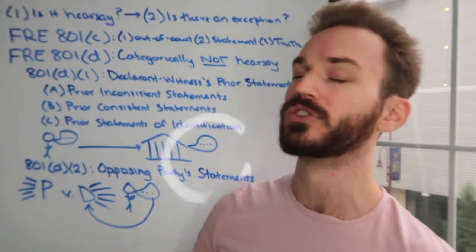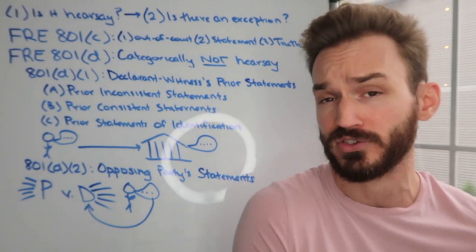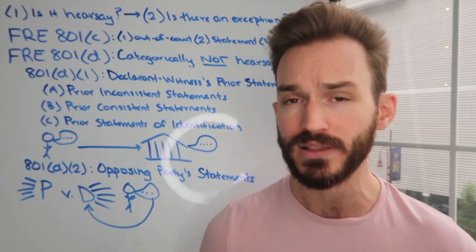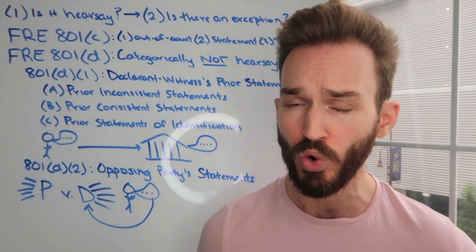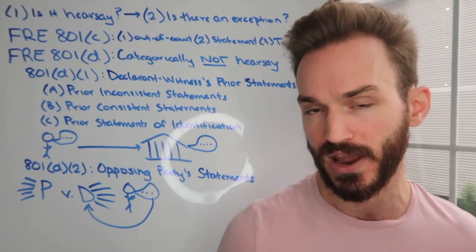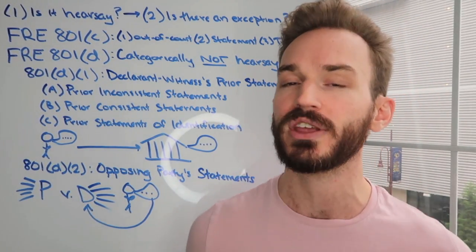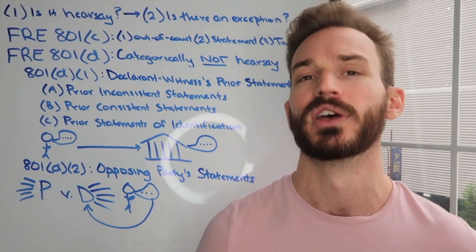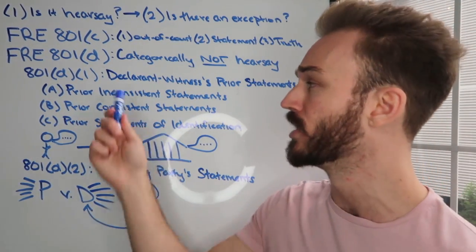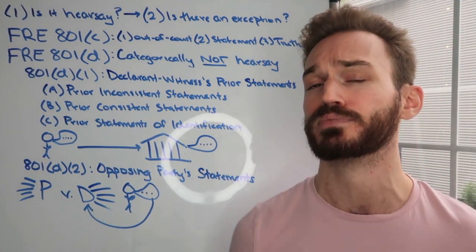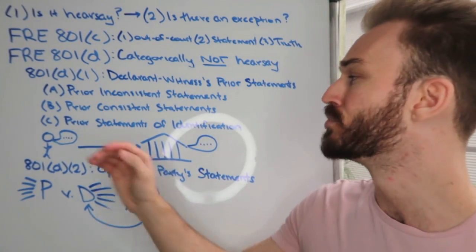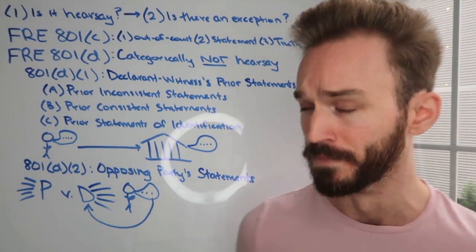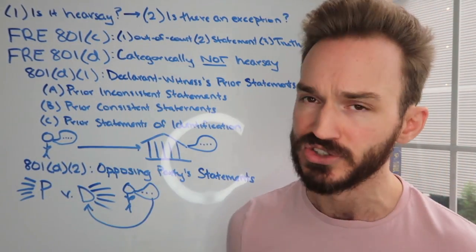So 801D1 says if this is happening, if the goal of hearsay has been accomplished and the declarant witness is at trial testifying before us and is subject to cross-examination, then we're going to loosen the hearsay rules a little bit. We're going to say these three situations are not hearsay. Okay, so here we're dealing with prior inconsistent statements, prior consistent statements, and prior statements of identification. Okay, so let's start with prior inconsistent statements.